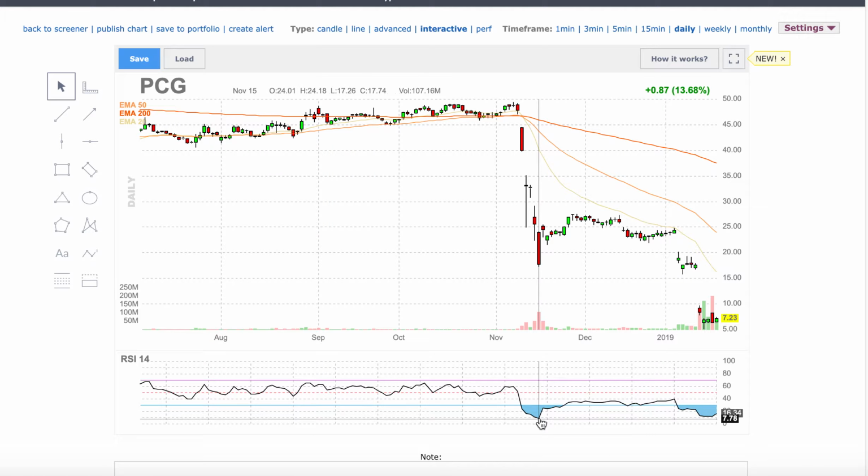In this one, the RSI went down as low as 10, right? So that's a pretty low RSI. The lower the better, because the lower it is, the higher the chance of a snapback.